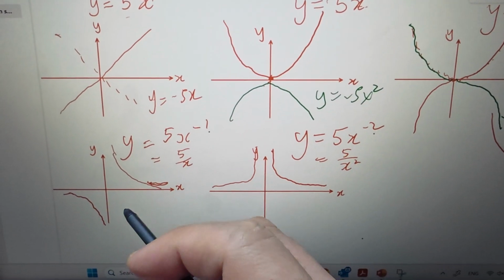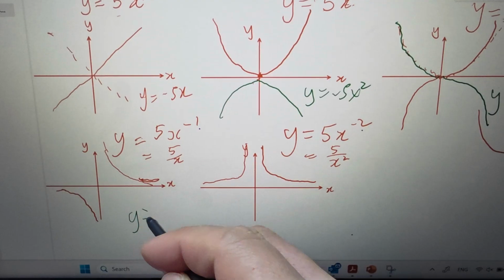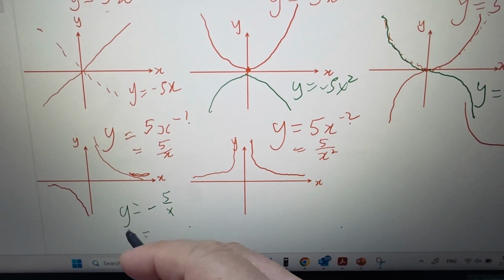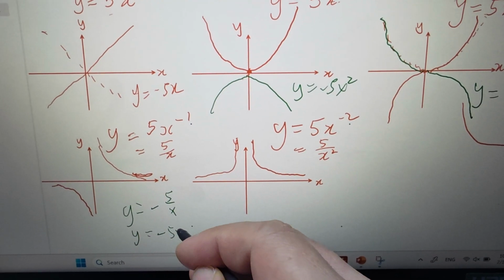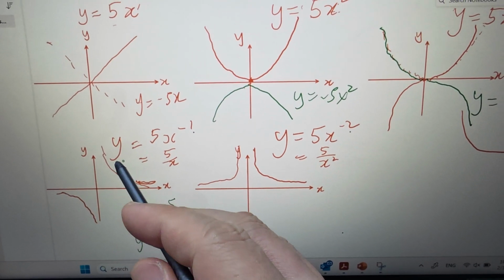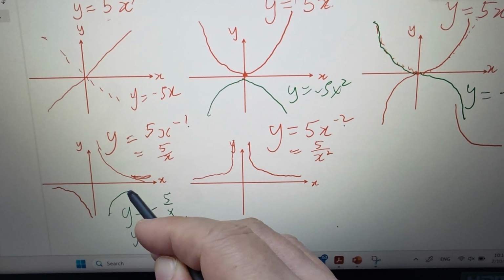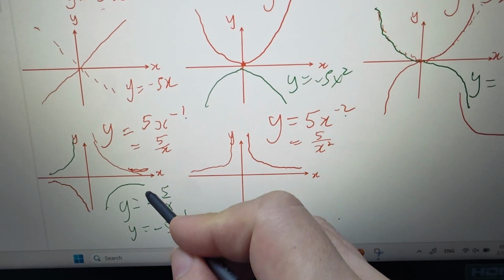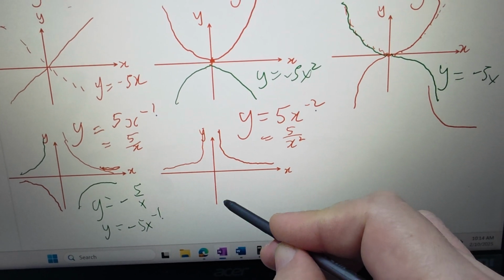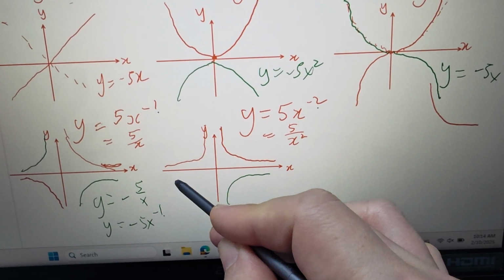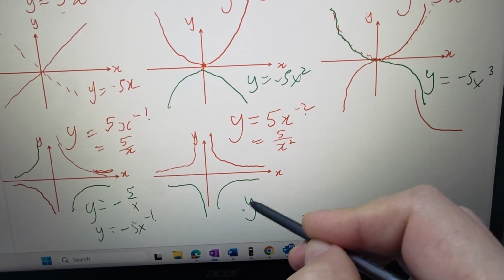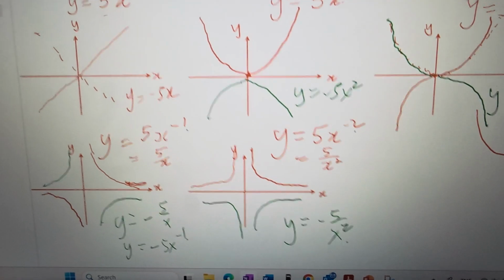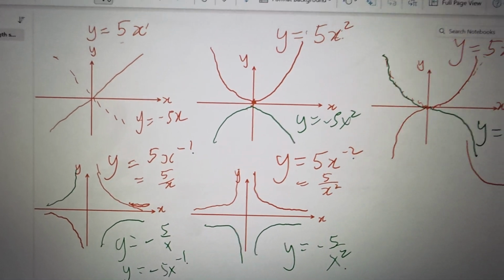Same here, when I write y equals negative 5 over x, or y equals minus 5x to the power of minus 1, right? This is like a mirror image. So this will be this, and of course this also will be reflected here. So this will be minus 5 over x squared. Yeah, so that is how you can remember.